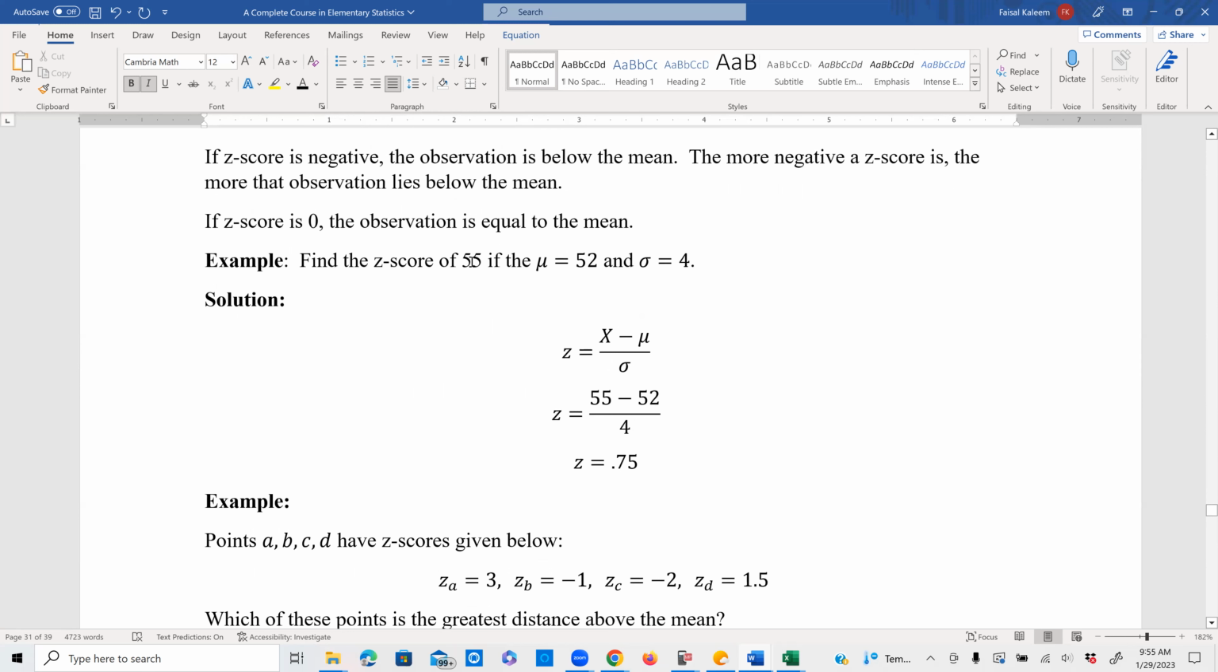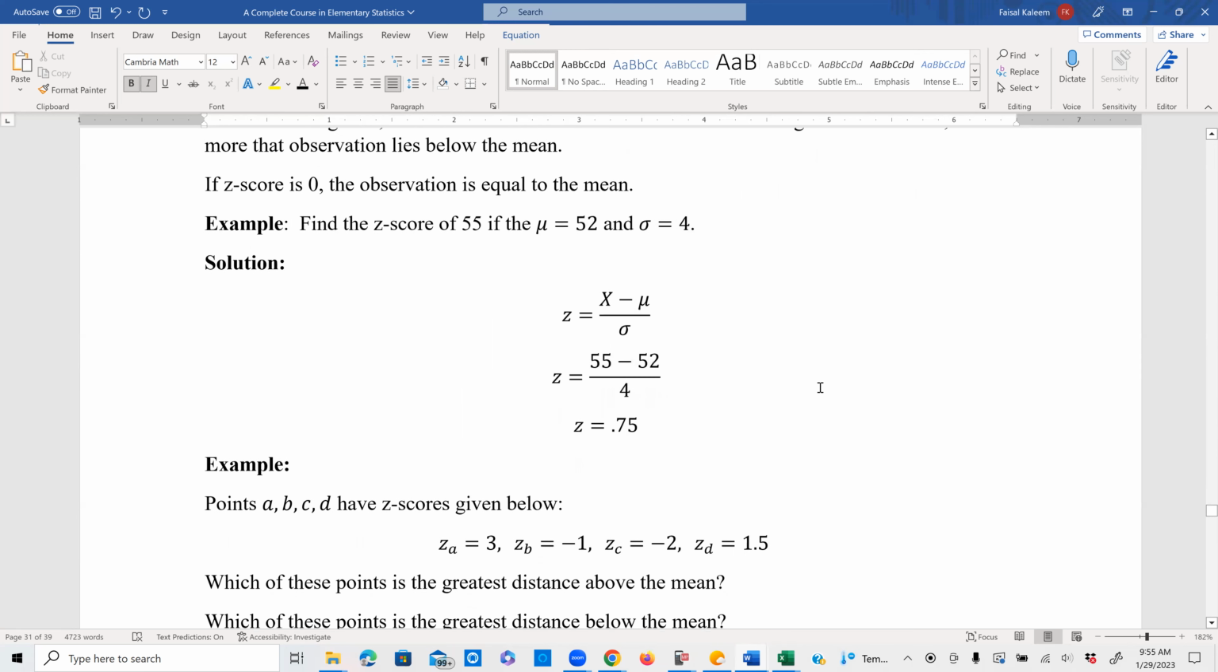So for example, if you have to find the z-score of 55 and the mean is 52 and standard deviation is 4, then it would be 55 minus 52 over 4, or 0.75.